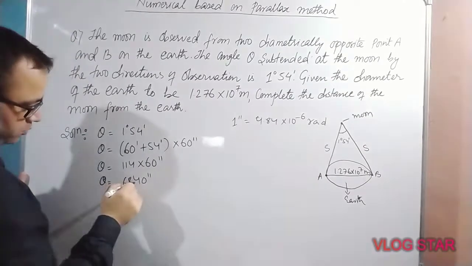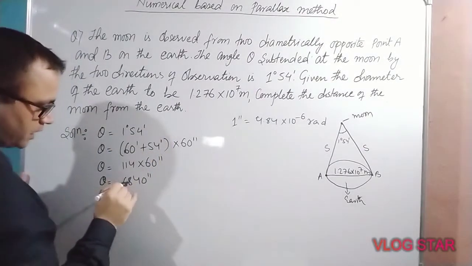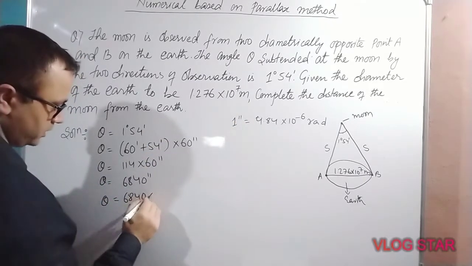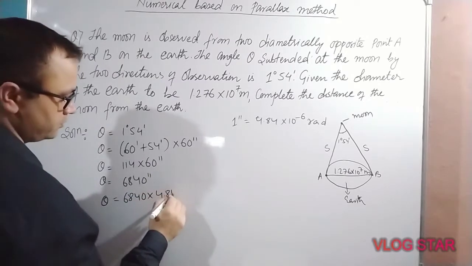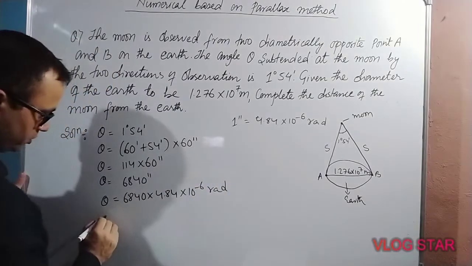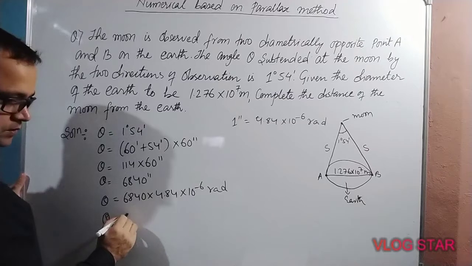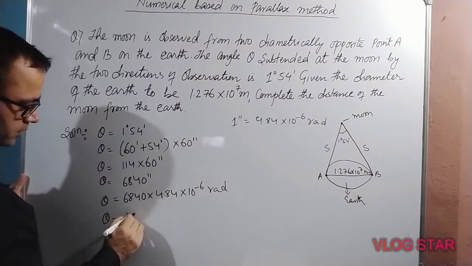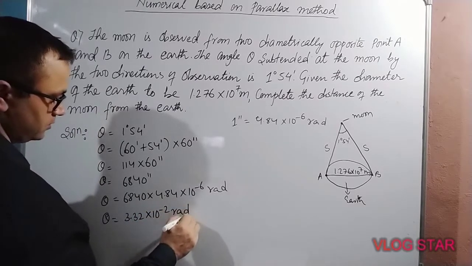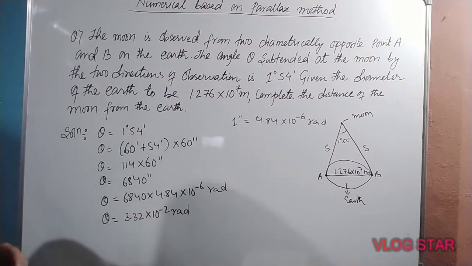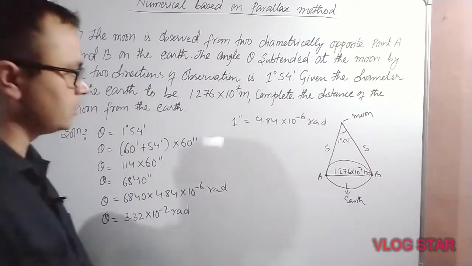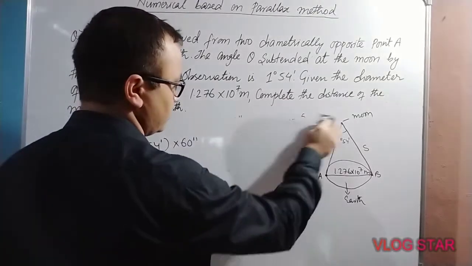So 6840 second is 6840 into 4.84 into 10 to the power minus 6 radian. If you multiply, you will get theta equals 3.32 into 10 to the power minus 2 radian. So it is the value of theta. It is given that the diameter of Earth is 1.276 into 10 to the power 7 meter.